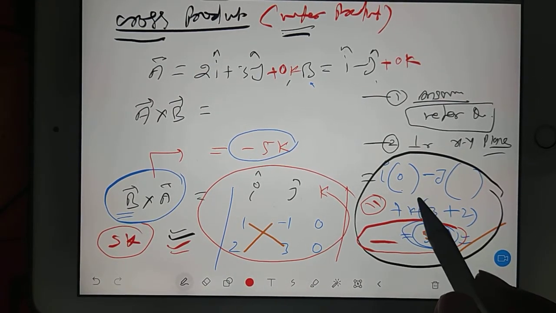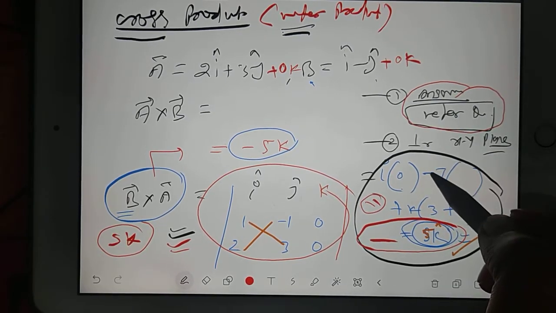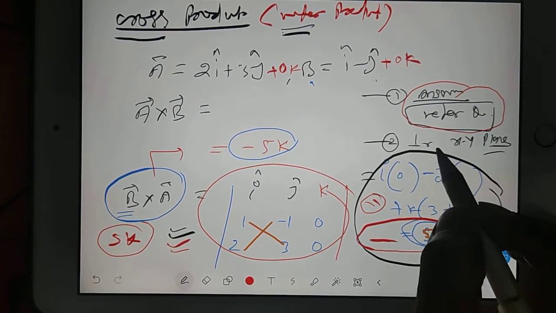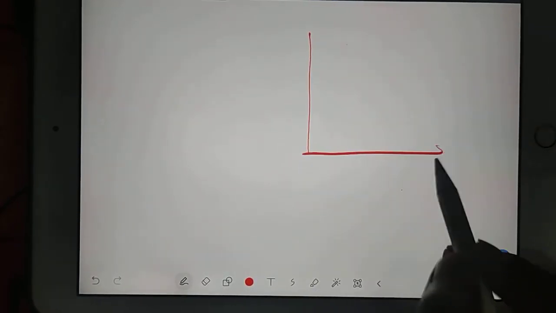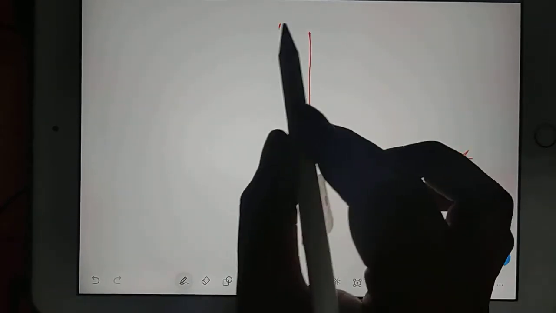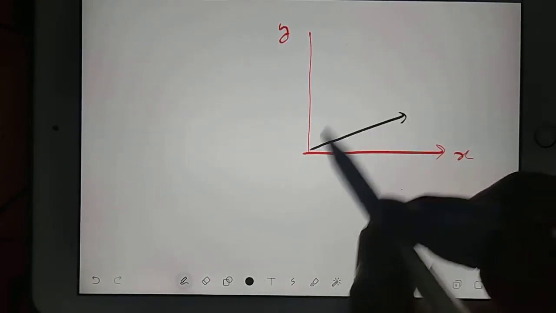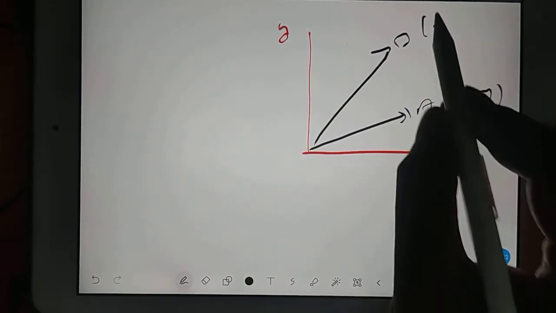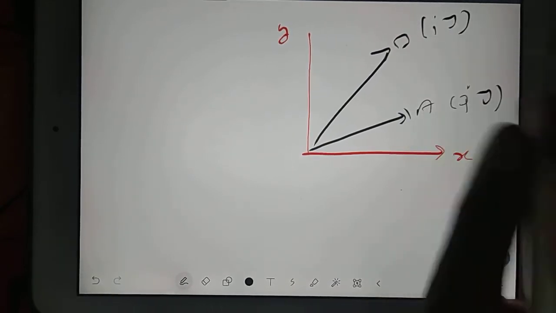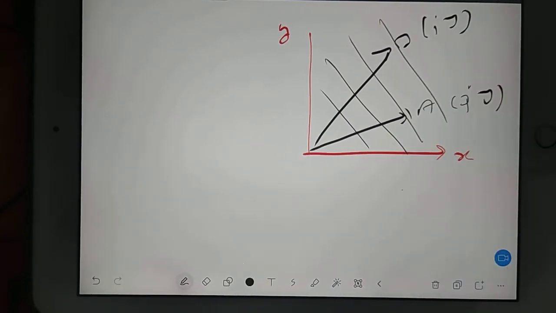So be aware. First thing, the answer is a vector quantity. Next analysis is the answer we are getting is perpendicular to the xy plane. Get my point. I'll change the page. See, suppose this is my x-axis and this is my y-axis, and a vector and b vector are lying in this plane only, because this is also i and j, right? So a and b are lying in the xy plane. This is your xy plane, guys.